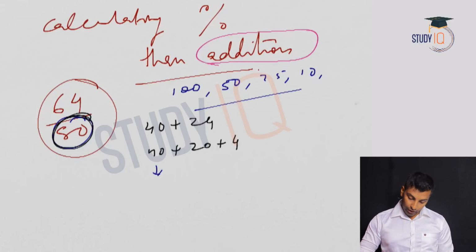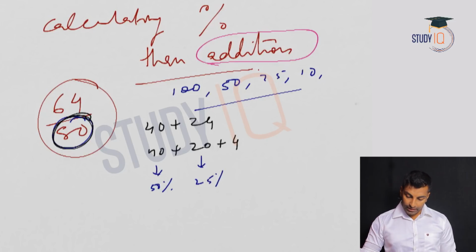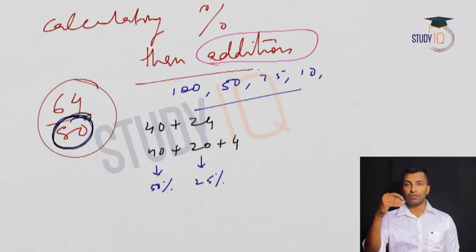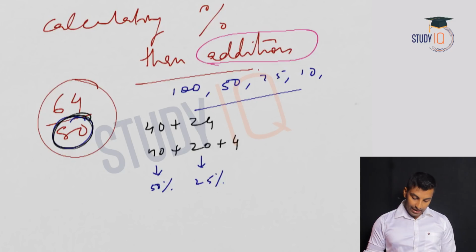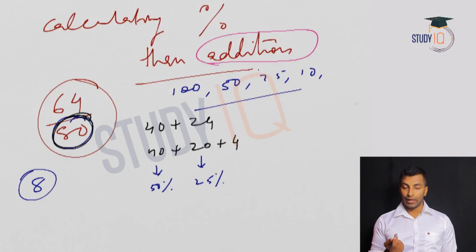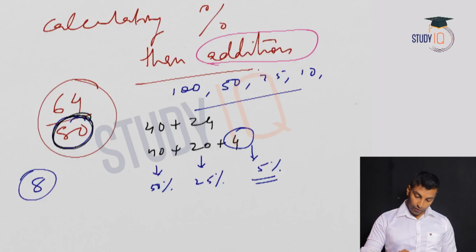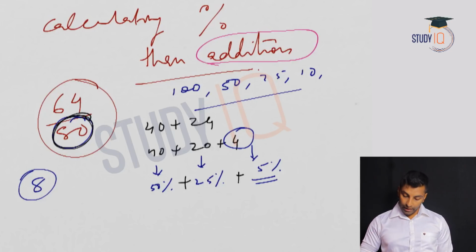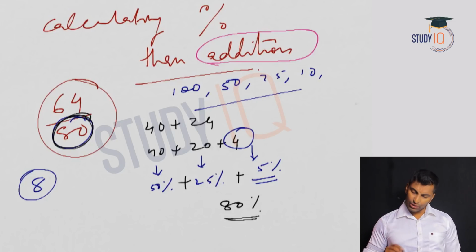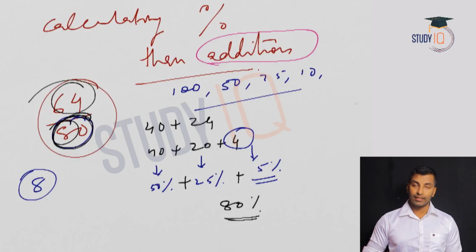So we know 40 is nothing but 50%, right? And 20 is actually 25%, that means 1/4 of 80. What is 10% of 80? 10% of 80 is actually 8. So what is 4? 4 is going to be 5%. If you add these, you will effectively get 80%. Otherwise also you can get it because 8 into 8 is 64. You can get it easily, but I have just taken a very simple example so that you will understand the concept.